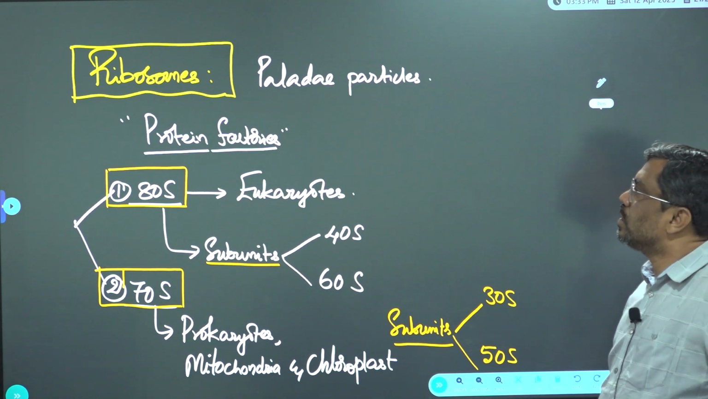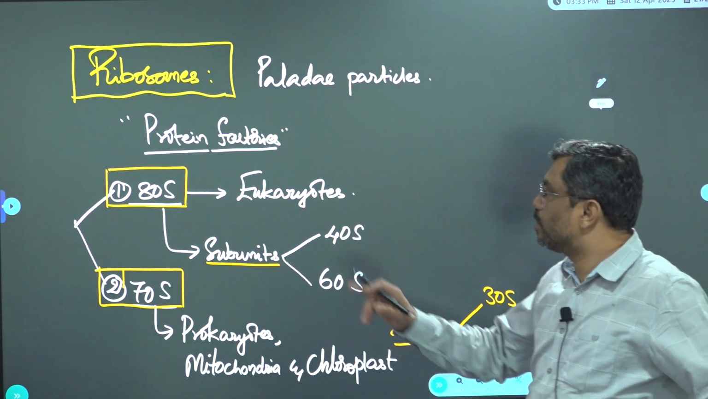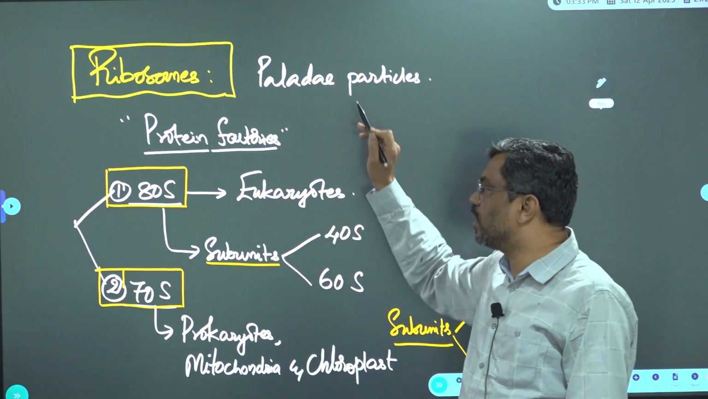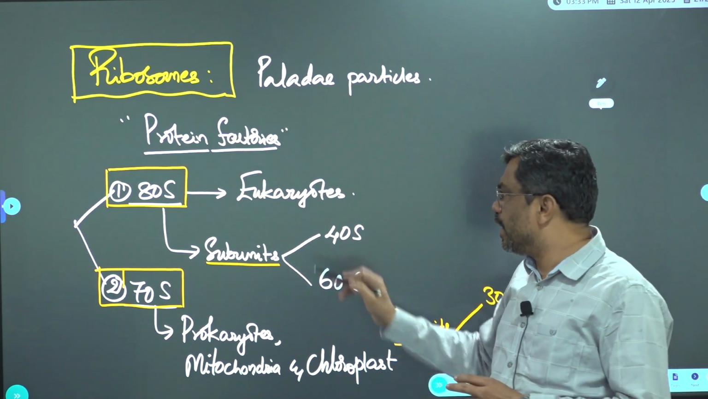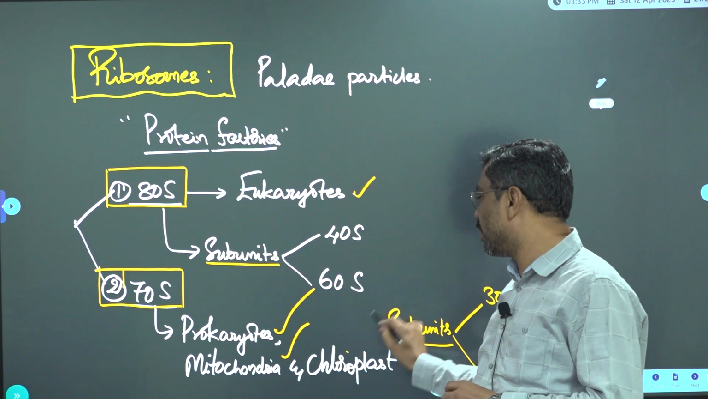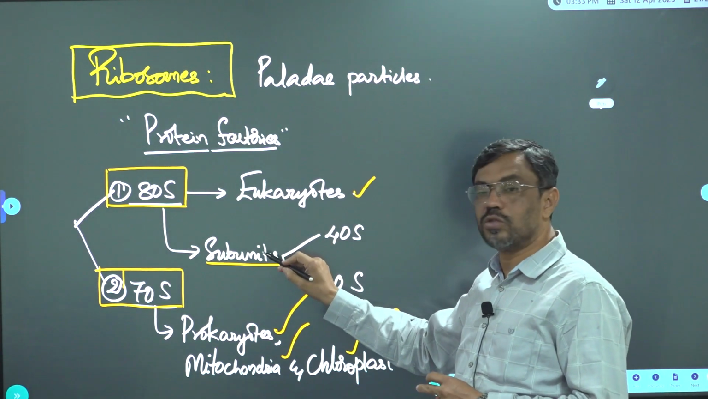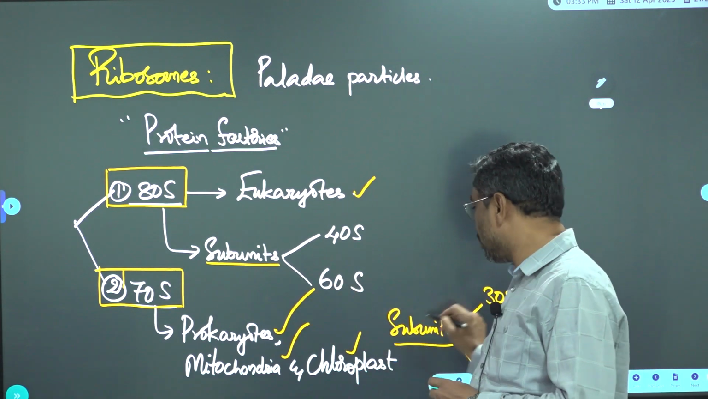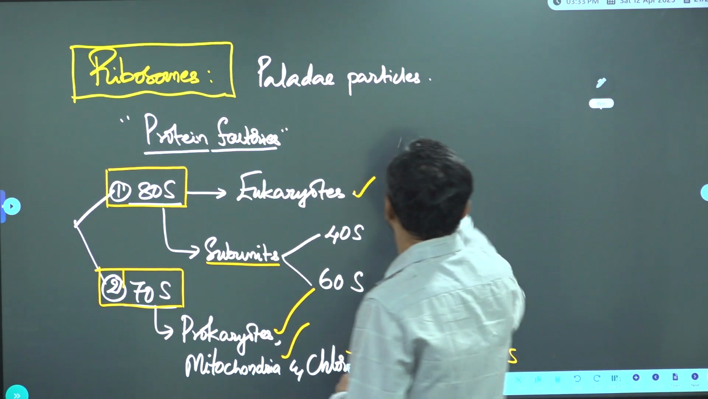So, ribosomes are the rounded particles which are meant for protein synthesis. That's why they are called protein factories. They are also called Palade particles. Two types of ribosomes are present, 80S and 70S. 80S are present in eukaryotes, 70S are present in prokaryotes, mitochondria and chloroplast. 80S ribosomes have two subunits, 40S and 60S, and 70S ribosomes have two subunits, 30S and 50S. Just learn it by heart. Okay, right. That's enough.